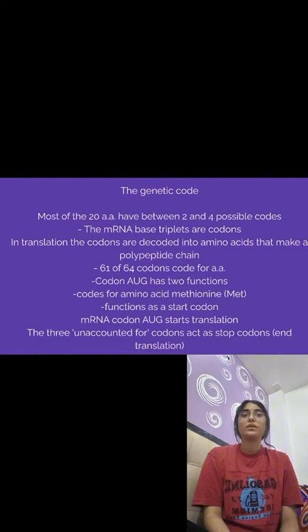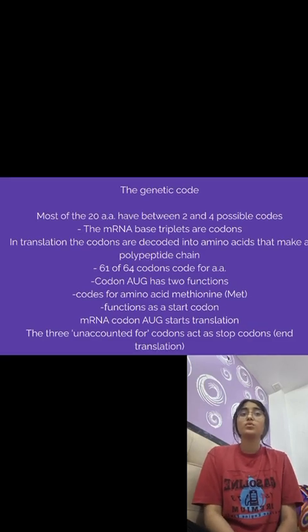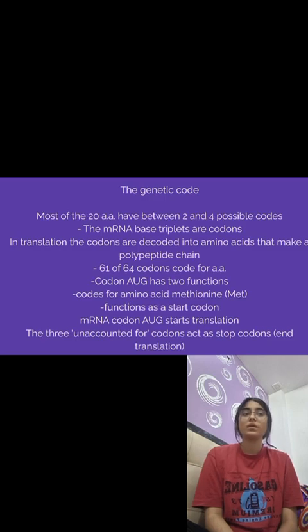The genetic code: 4 RNA nucleotides are arranged in different ways to make 20 different amino acids. Nucleotide bases exist in triplets. Triplets of bases are the smallest unit that codes for an AA. 3 bases equal 1 codon, which equals 1 AA. There are 64 possible codons, as 64 is equal to 4 cubed. Most of the 20 AA have between 2 and 4 possible codons.